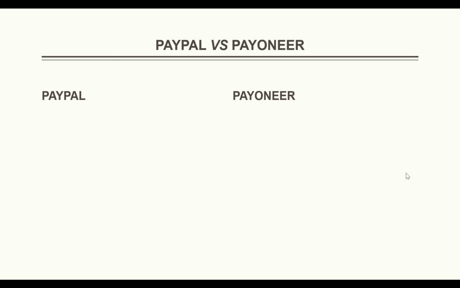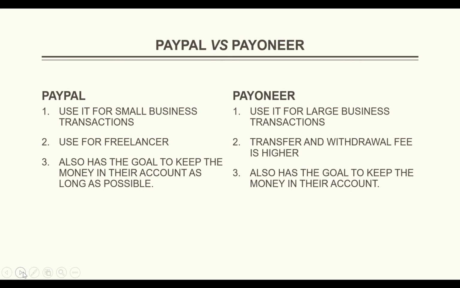It works in a similar way, but I think the threshold is smaller for PayPal. The goal of these two companies is undoubtedly the same. Basically, they want to keep your money as long as possible in your account, and if possible make you transact through them all the time. So that's the goal, basically. Use PayPal if you're a freelancer, and Payoneer is usually used for big business. It's not used for individuals.